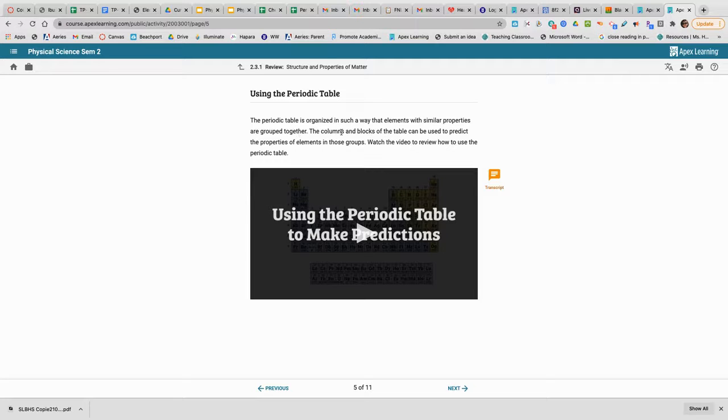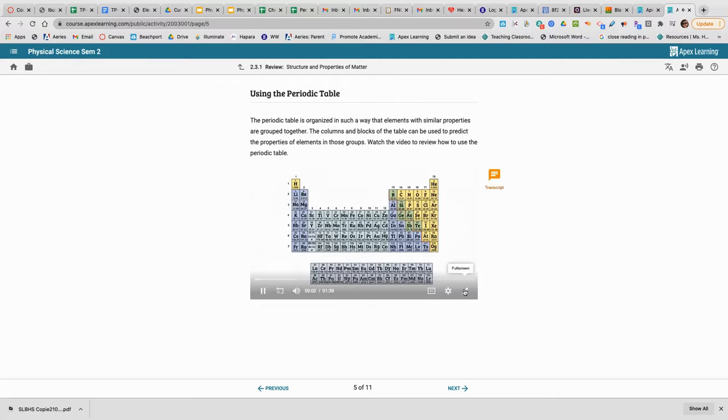And then this video goes over the periodic table, how it's organized, with similar properties grouped together. I just talked about that. The columns and blocks of the table can be used to predict the properties of the elements in those groups. Okay, so watch this video to review how to use the periodic table. Using the periodic table to make predictions.